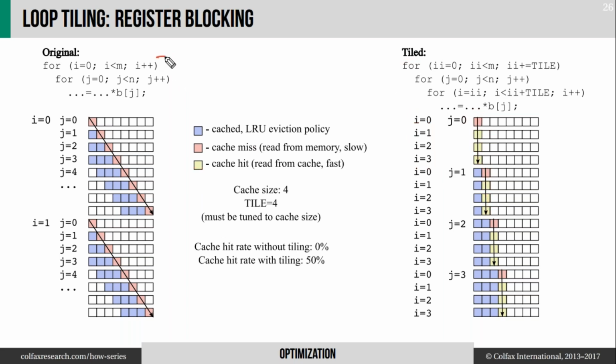I'm going to strip mine the outer loop in i. See, I'm writing it as ii going from 0 to m with a stride, and then another one, i, to the next value of ii. So step 1 is strip mine, and step 2 is permute, because see, originally I was here, and they moved it down there.